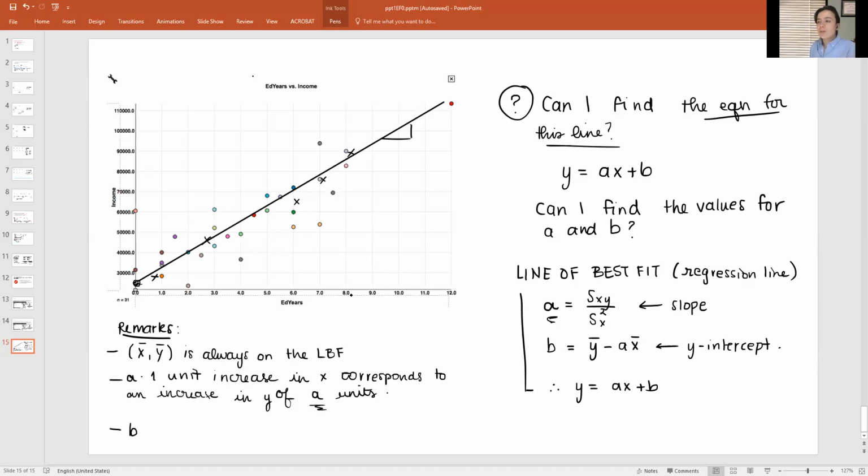For example, if you're thinking about the number of education years, no, that actually makes sense. But if you're trying to compare heights versus weights, then it doesn't make any sense to consider a person that has a height of 0 inches, right? So because of that, often the value that you're going to get for B is not going to be well interpreted. So it's the value that corresponds to the expected value in the cases where X is equal to 0, but often there's no meaning.